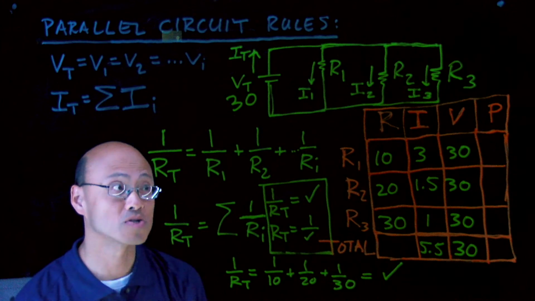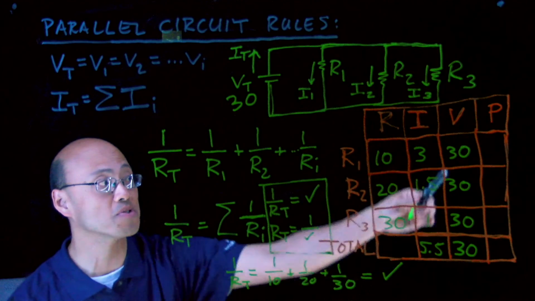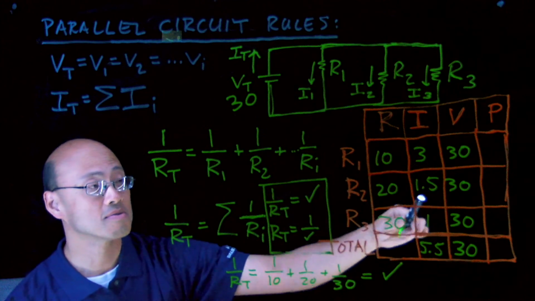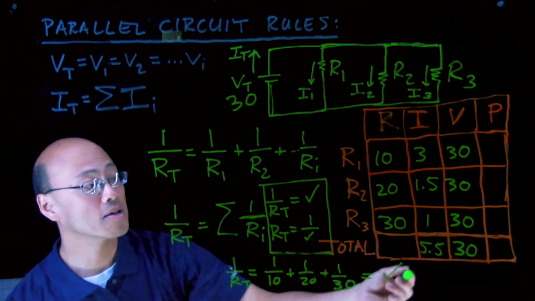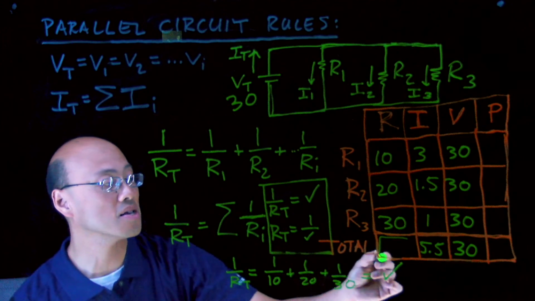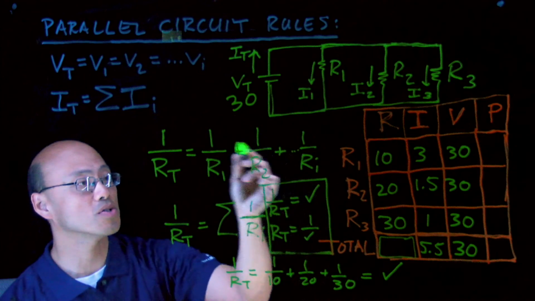Okay? So just to sum up, for parallel circuit, same approaches as for series in terms of using the table. Use the rules to fill in the V and I columns. Last thing, this is the one that you really want to practice, getting that total resistance using this equation.